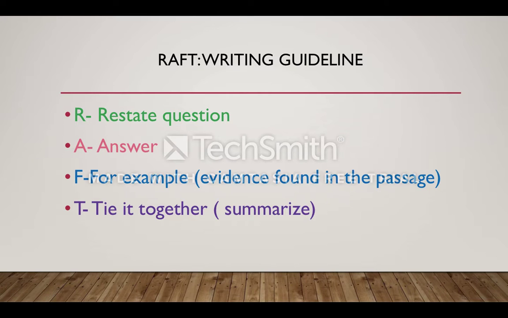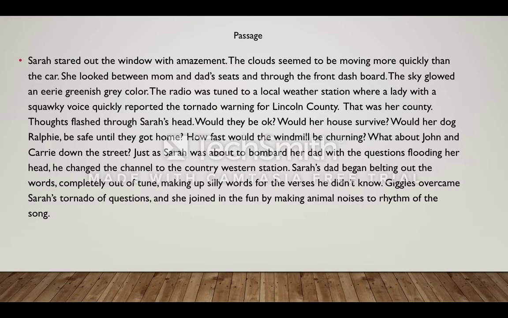The acronym RAFT stands for: R is to restate the question being asked, A, answer the question, F, for example, or to find the evidence within the passage, and T, tie it together or summarize. Students are provided a passage and questions. So today I've provided you with a passage with a character named Sarah.